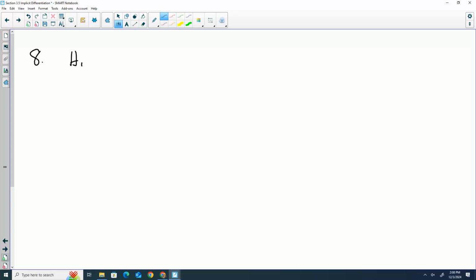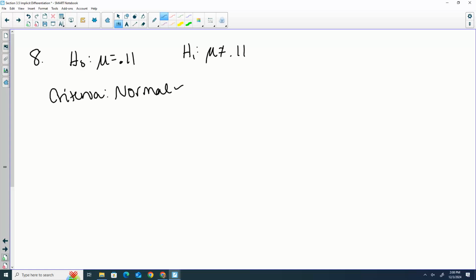Am I talking about a mean or a proportion? The average is the mean, so the null would be that the mean was 0.11. Assume the data is normal. Does the evidence suggest concentrations have changed? So my alternative would be not equal. So criteria, I already told you it was normal, so we don't have to worry about that. We go in stat test since it's a mean.